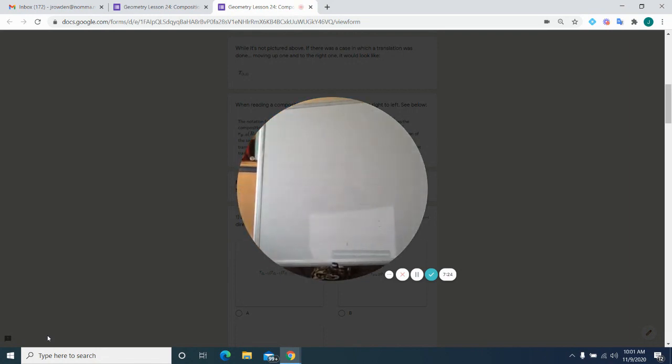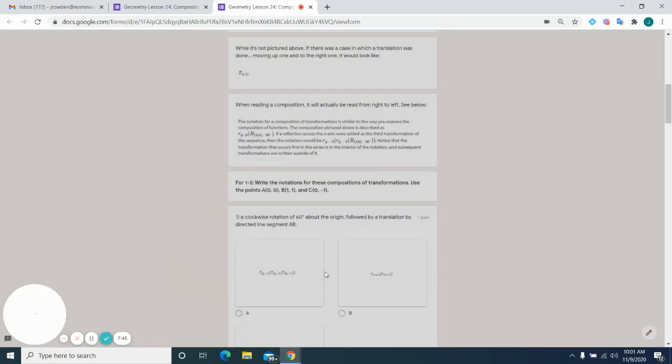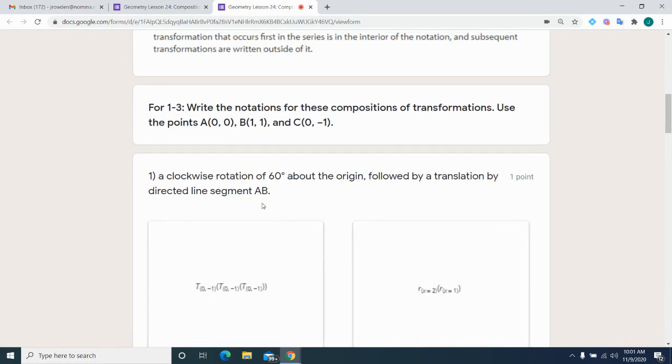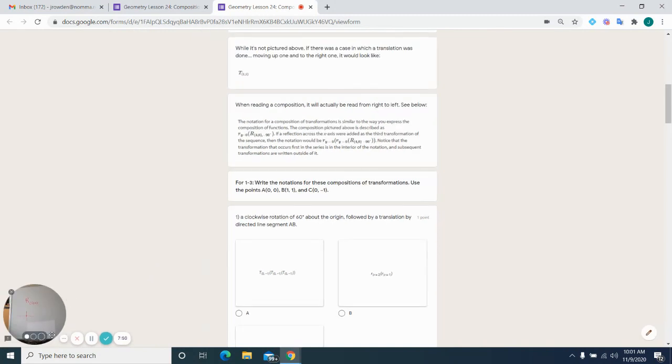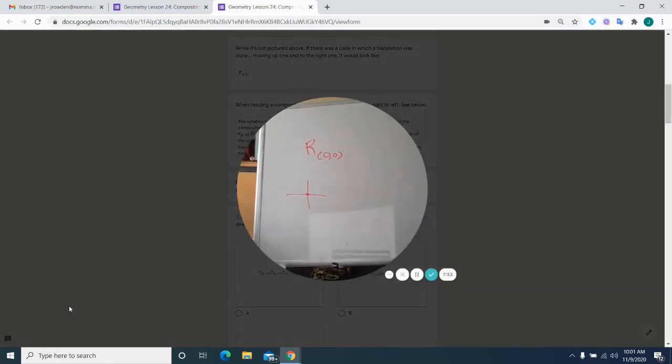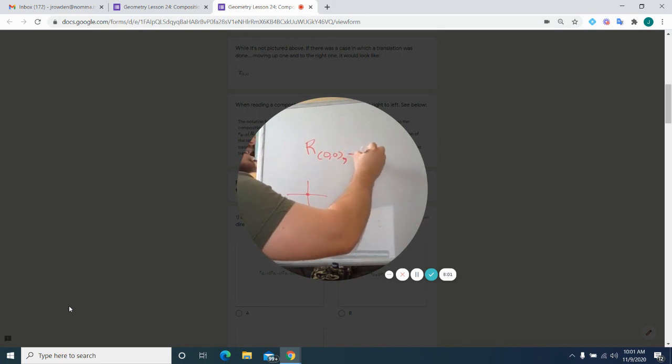So it's a rotation, so we'll do capital R. And then it's about the origin. Remember, when you're doing an XY, the origin is the point in the middle. So what is the point in the middle? 0, 0. So we're rotating about 0, 0. And it says it's a clockwise rotation of 60 degrees. So that means the amount we're rotating by is, remember, clockwise is negative. So it's negative 60 degrees.